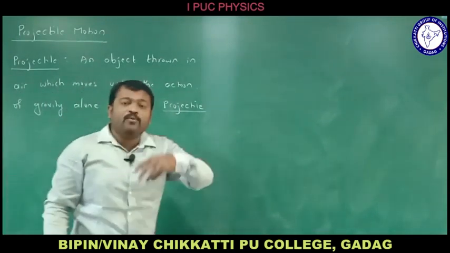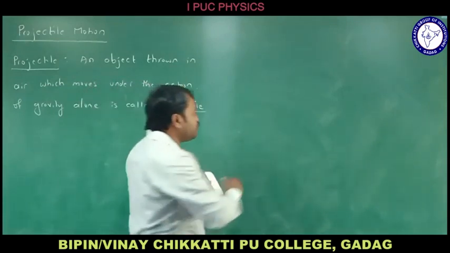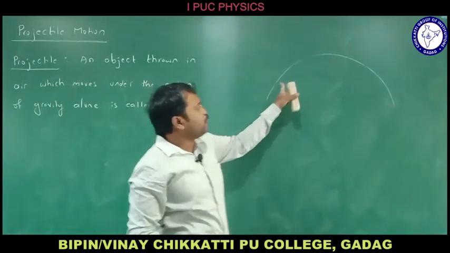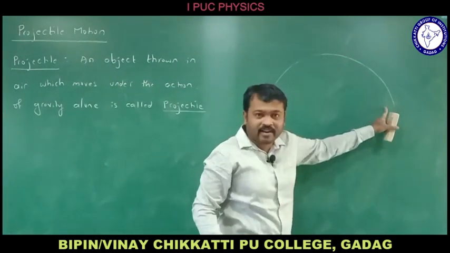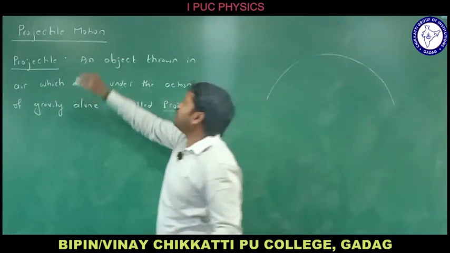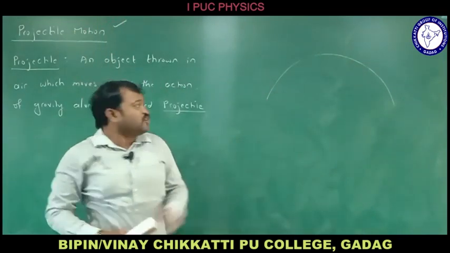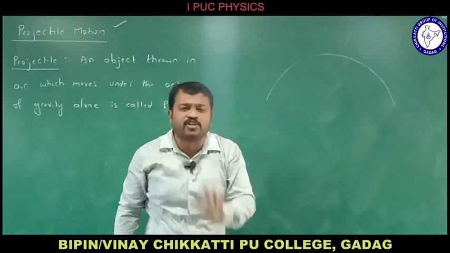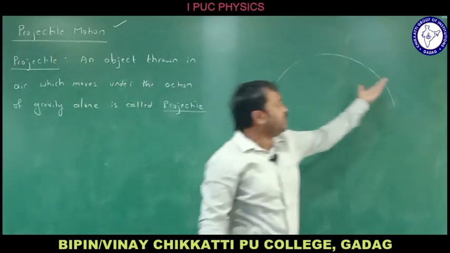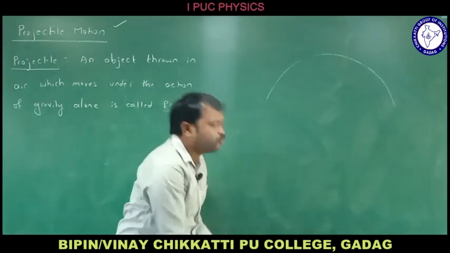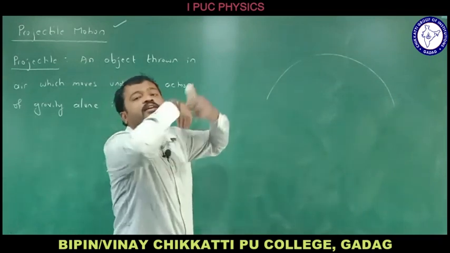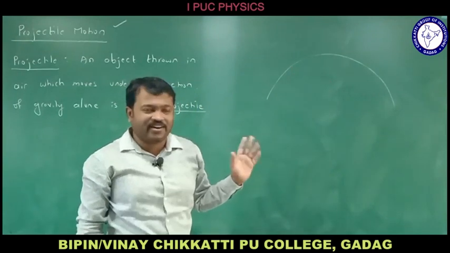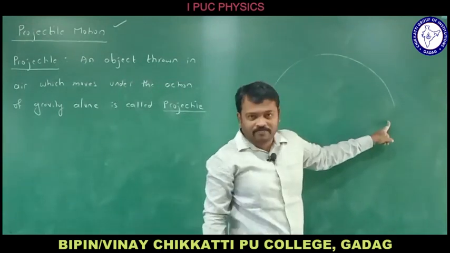For example, how does a body move if you throw it in air? It moves like this. If a body is thrown in air, it moves to a certain height and comes back. And this kind of motion is called projectile motion. Whenever the object is moving, only the gravitational force is acting on it. There is no other force this side or this side. When I throw an object, I'm not blowing anything and not putting any force on that object. It always moves in this path.